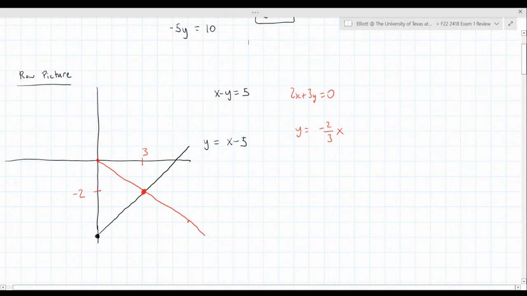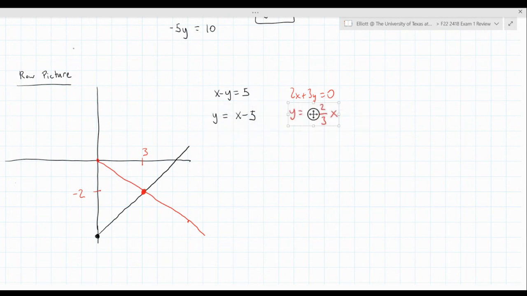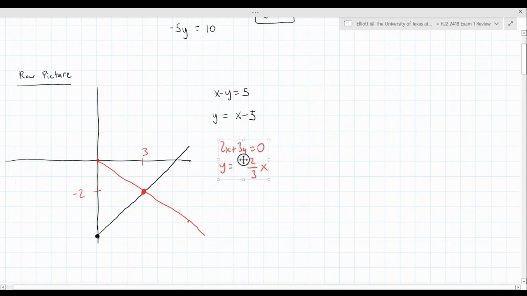And then there was also the column picture as well, so I do want to talk about that one. Between the row picture and the column picture, if I had to pick one being more important than the other, I think you could make the case in this class that actually the column picture is going to be more important, okay?